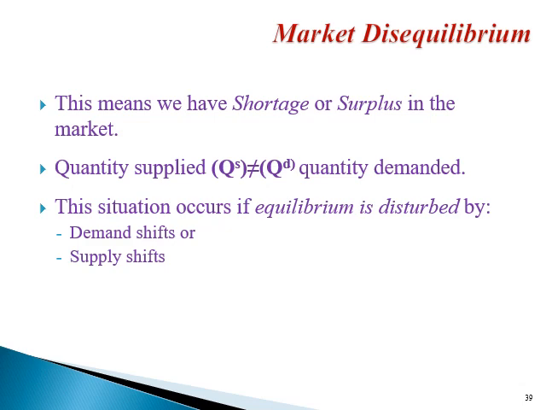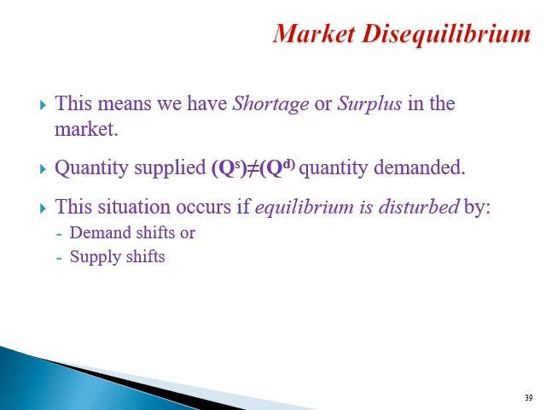Can we get out of this equilibrium? Yes, we can. It means that we have either shortage or surplus. Shortage means that whatever we want, we don't have enough of. Surplus means that whatever we want, we have a lot of. So if the quantity supplied doesn't equal the quantity demanded, we have market disequilibrium. This situation occurs if equilibrium is disturbed by a shift in demand, a shift in supply, or a shift in both.